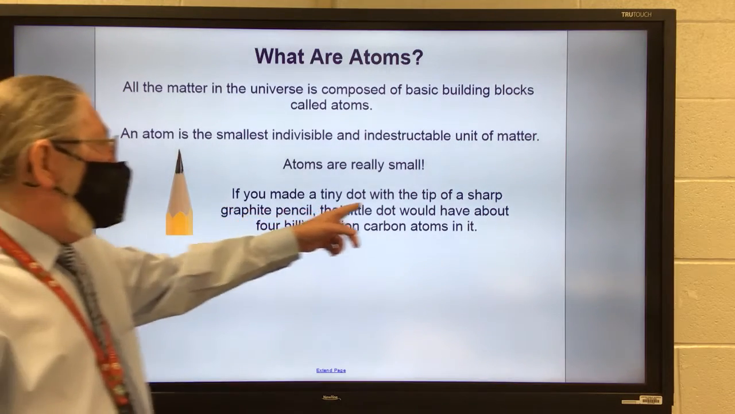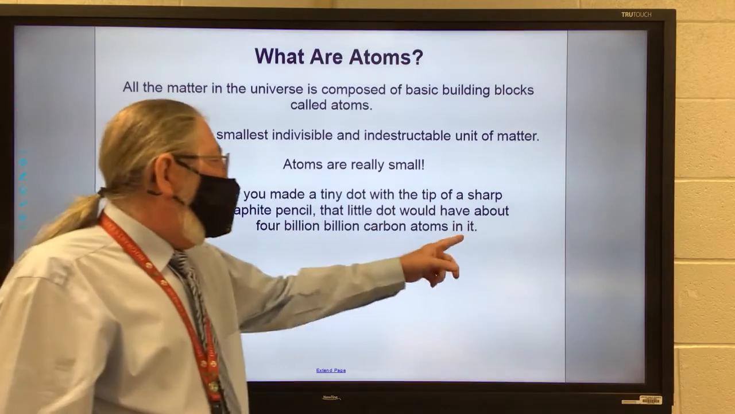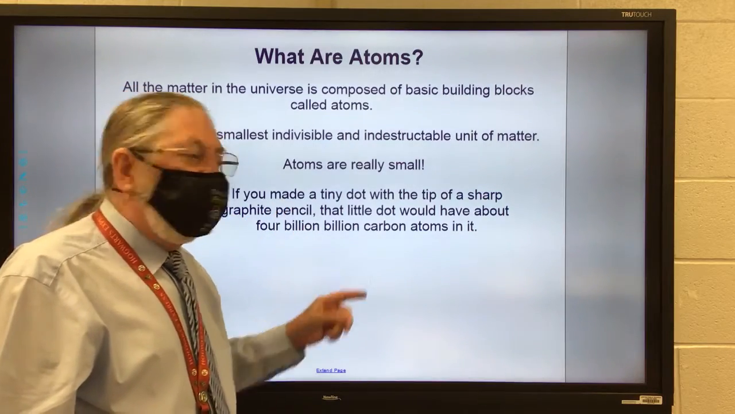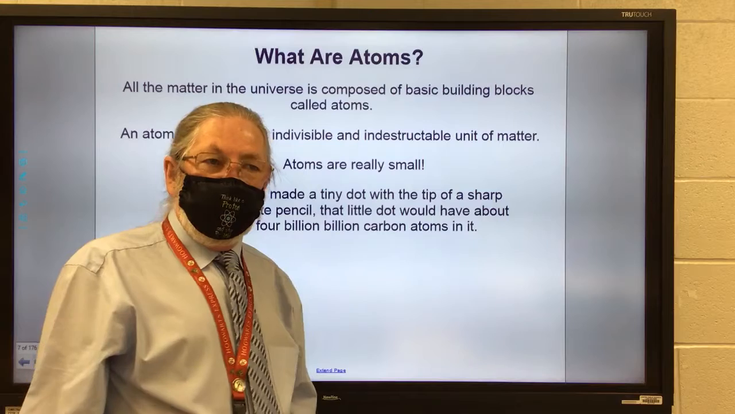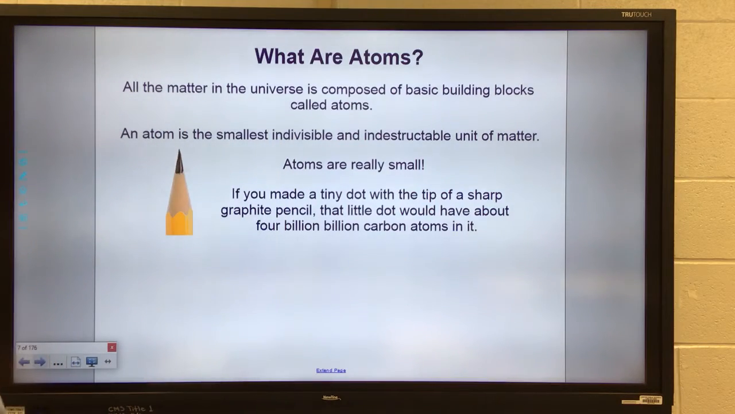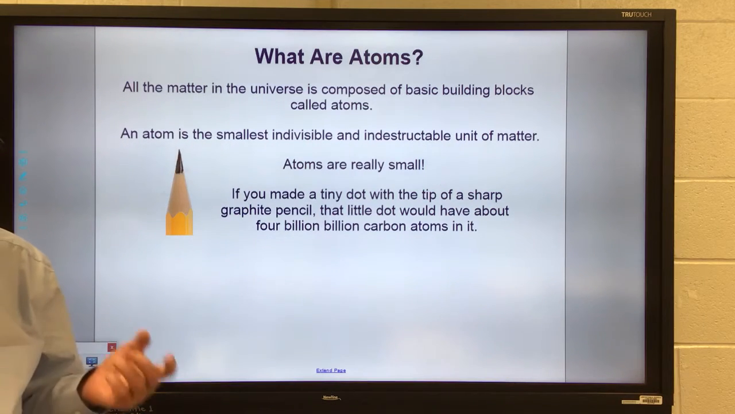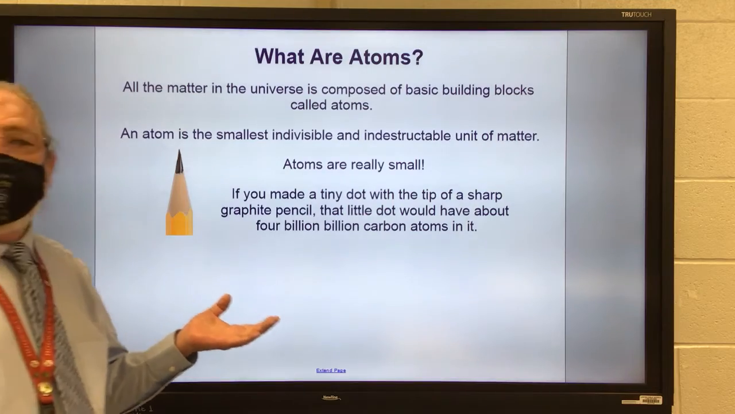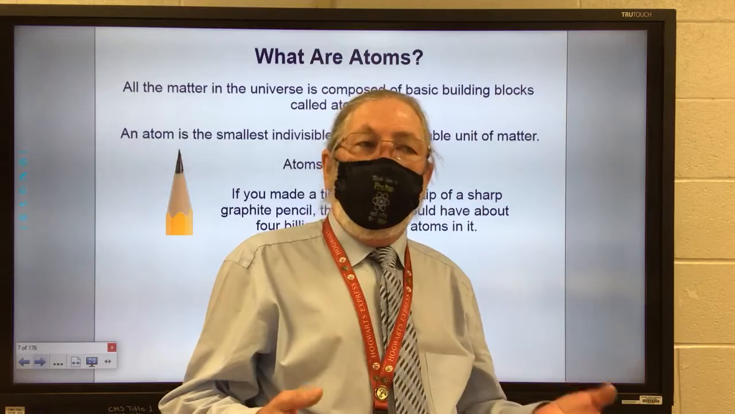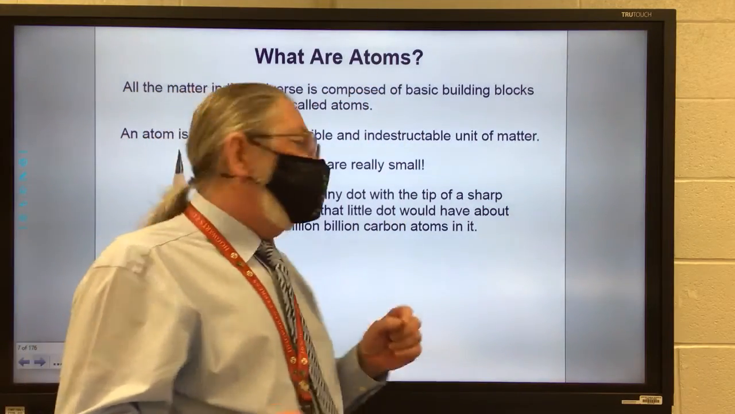And so if you made a tiny dot with the tip of a sharp graphite pencil, that little dot would have about 4 billion carbon atoms in it. Okay? Your pencil's made out of carbon. And that little dot is going to have, that's how small an atom is. It's really hard to even think. You really can't even imagine 4 billion atoms. So that just tells you that an atom is very, very small, right?